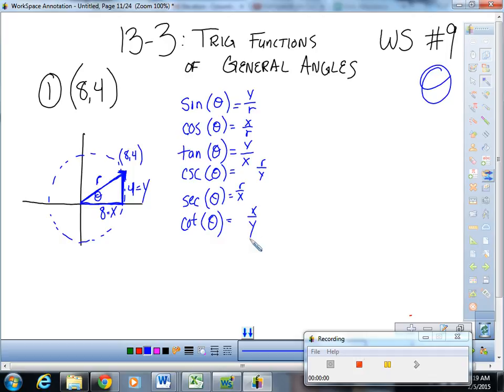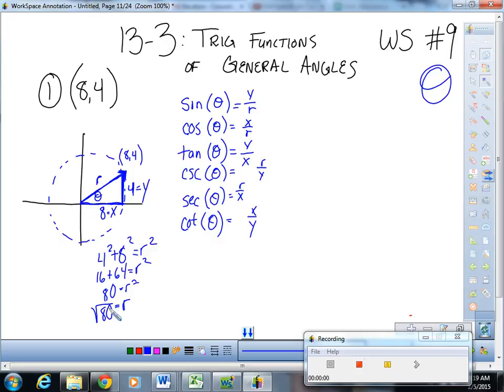So how are we going to find r? Pythag, right? So 4 squared plus 8 squared equals r squared. What's r squared? Okay. 16 plus 64 equals r squared. We're just going to call r squared equals 80. So r is radical 80. We'll just leave it as a radical. Okay? Now we're ready to go.